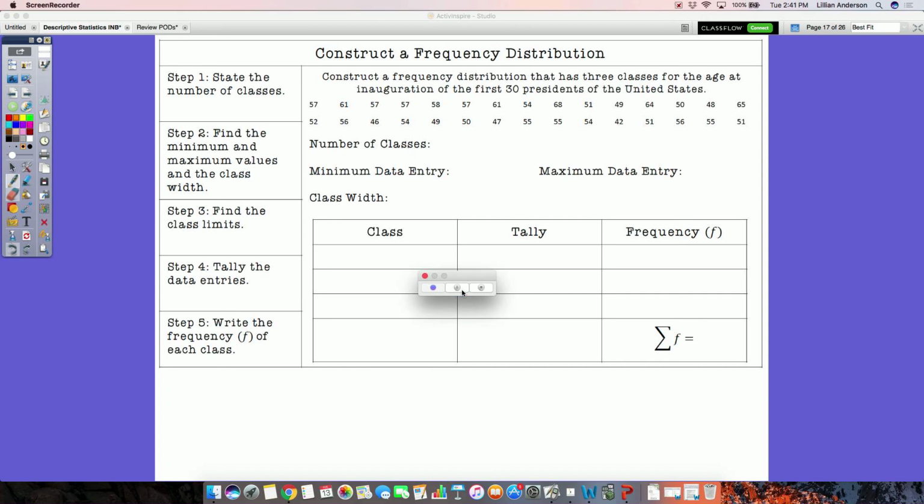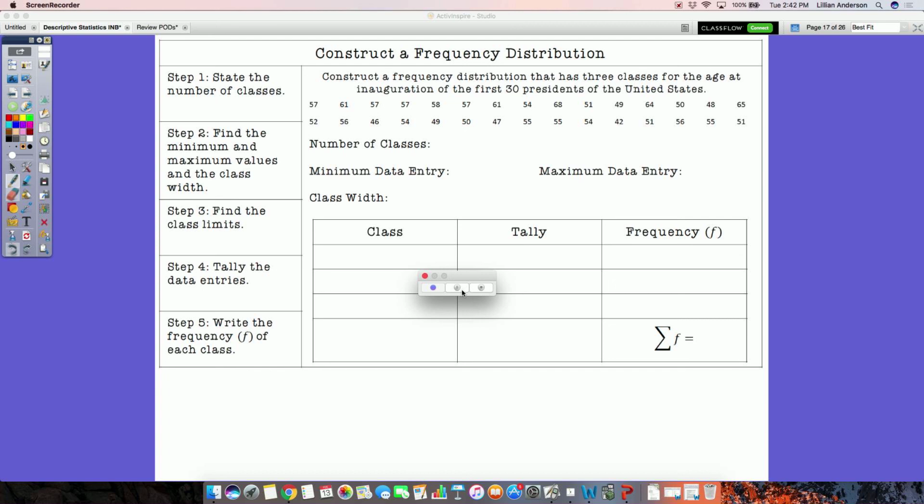So we're going to take this first one. This is the very first simple example, just to make sure everybody gets those steps, because for your homework, you're going to have to create your own frequency distribution. It says to construct a frequency distribution that has 3 classes for the age at inauguration of the first 30 presidents of the United States. And all 30 are listed for you.